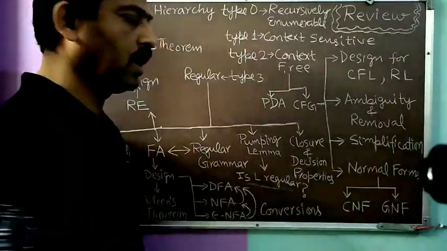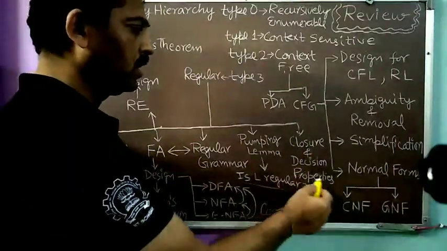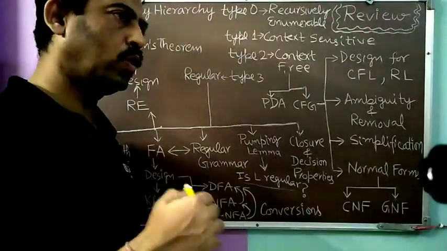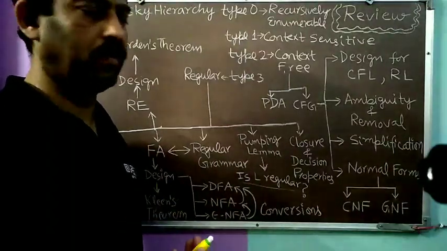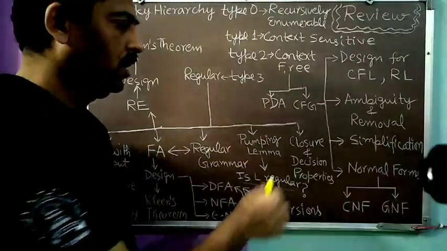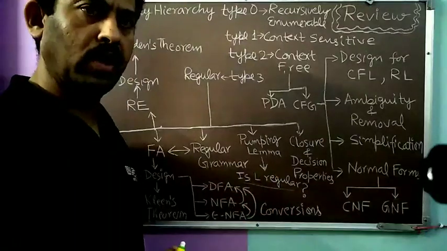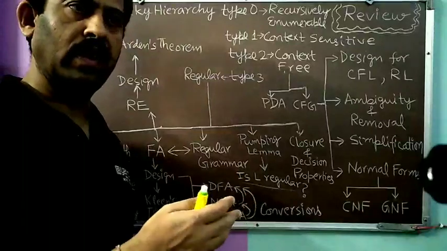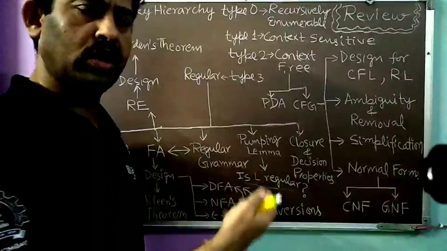Then similarly, we have certain decision properties, certain decision problems. Decision problems are nothing but questions about the language. To answer a particular question about the language, if we have a well-defined algorithm, then we say that our problem is decidable, otherwise it is undecidable. So there are important questions like whether a given language is empty or not, whether a given string belongs to the language or not, or whether the language is infinite or not. These are the kinds of questions about the languages.